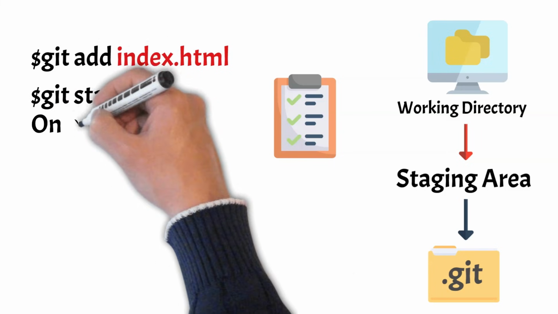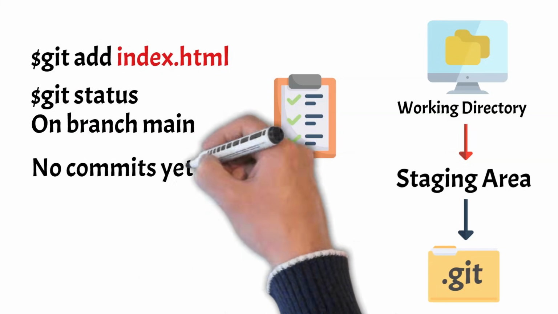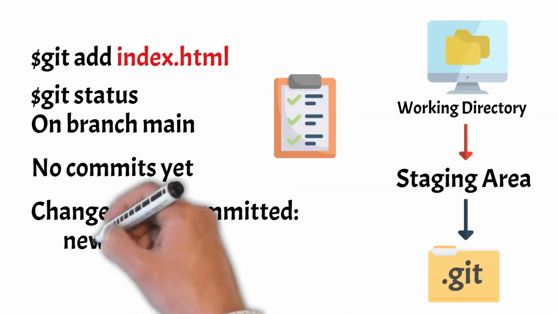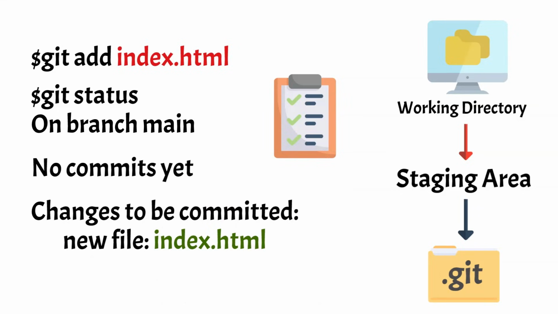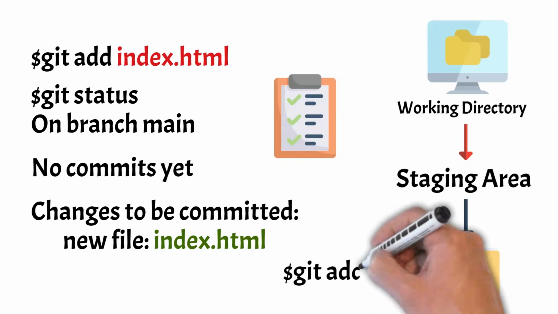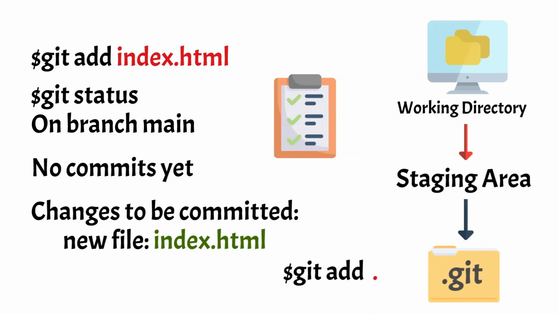Now Git shows the file under "Changes to be committed," meaning it's ready to be saved into the repository. If you want to stage all new or modified files at once, you can use git add followed by a dot. In short, git add bridges the gap between just having changes and actually recording them in Git.